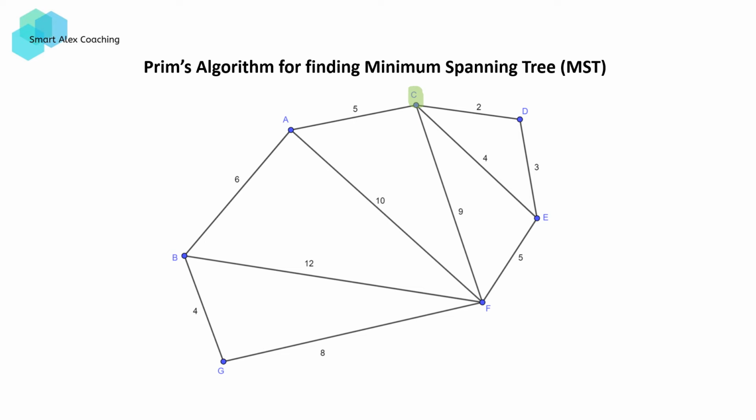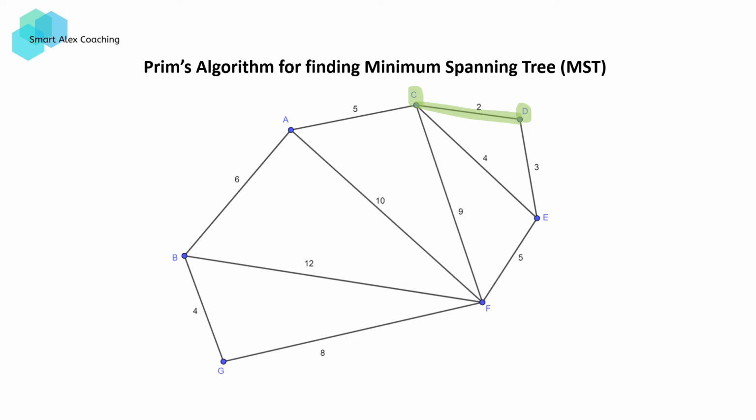We then identify all the edges connected to C. There are CA, CD, CE, and CF. We compare the weights 5, 9, 4, and 2. 2 is the minimum, which means we'll next include edge CD into our tree. Our tree now has 1 edge and 2 vertices.